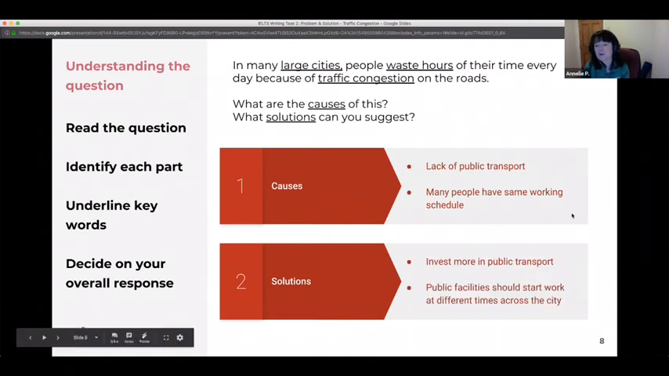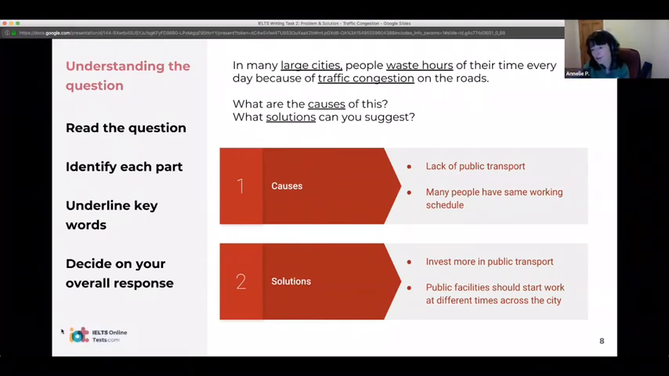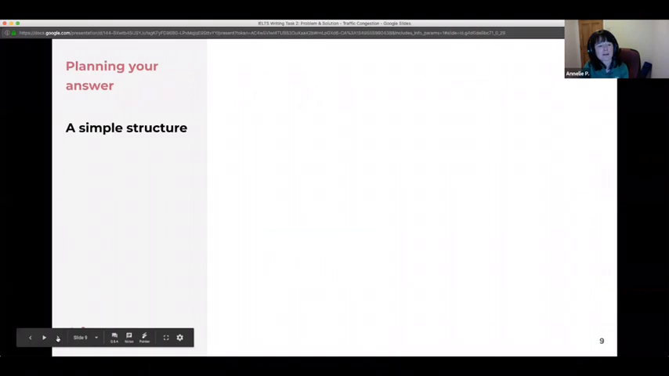So we've gone for invest more in public transport and change the working schedules for different facilities, because that was one of our causes. All right, so 2 causes, 2 solutions. Don't try and put in all of the causes and all of the solutions. You will end up just listing ideas without any supporting evidence.